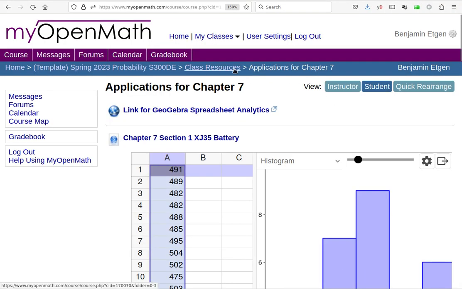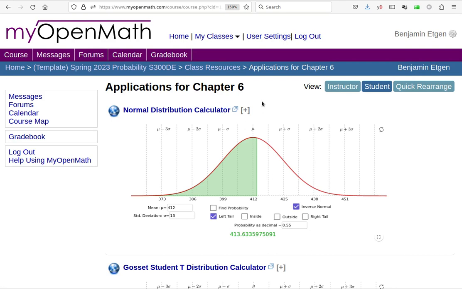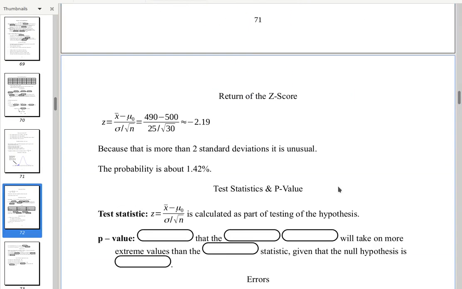So let's go back to our resources for Chapter 6, where we've got our distributions, and let's look at the normal distribution calculator. So we're told that the mean of the samples was 500, and that the standard deviation of the sample means was 4.56. We just computed that. We want a probability. We want it to be at least as extreme as 490, and it looks like that means a left tail test, and that gives us our probability, approximately 1.415 percent. And that then tells us what our probability is.